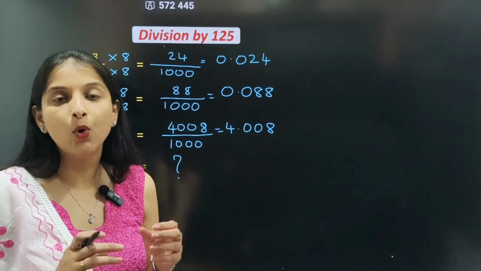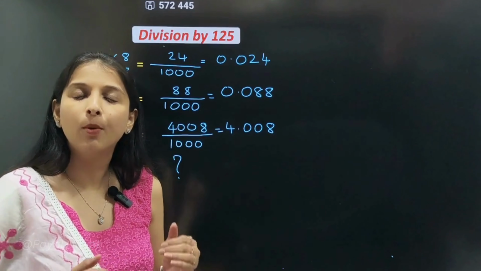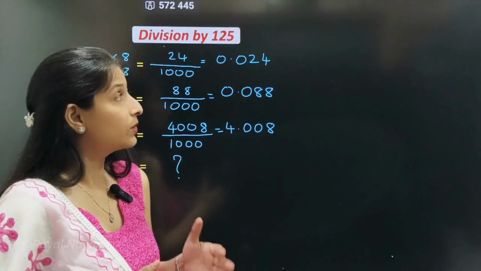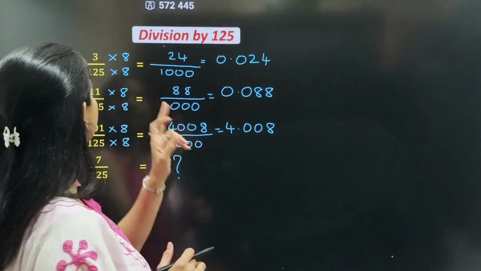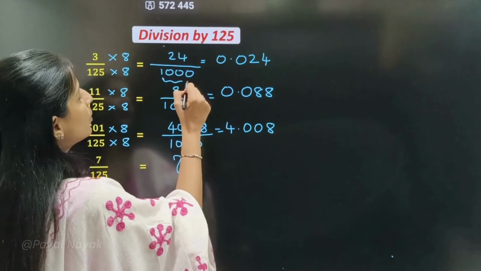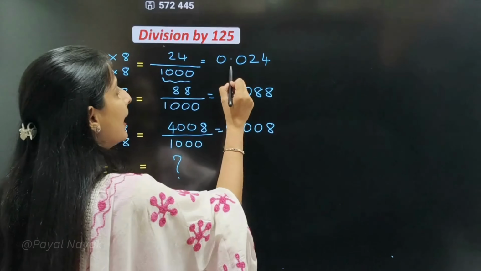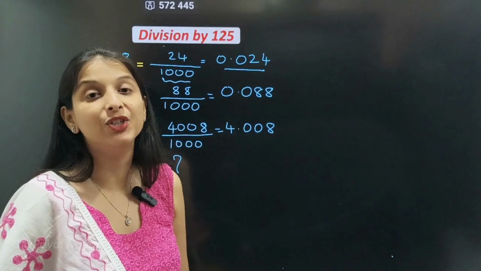So basically the whole idea in using these tricks is you just have to convert your denominator into powers of 10. Then your division part gets eliminated. What you're left with is just multiplying the numerator, then counting the number of zeros present in the denominator and placing the decimal point accordingly. So this makes your calculation faster.